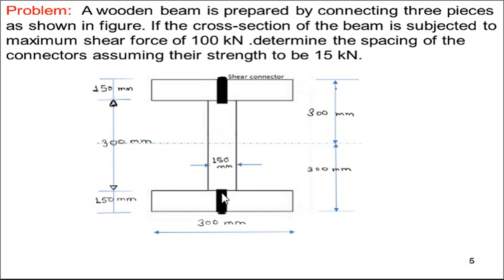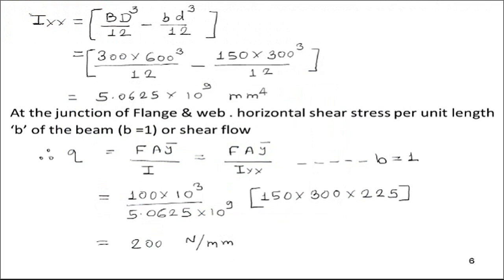These black portions, which are used to join these parts, are the connectors. The maximum shear force is given, and we have to determine the spacing between the two connectors, because this is a cross section of the wooden beam. The strength of the connector is given as 15 kilonewton. All the dimensions are given in this figure, the total height and total breadth of the I section. After that, the very first step is to determine the moment of inertia.